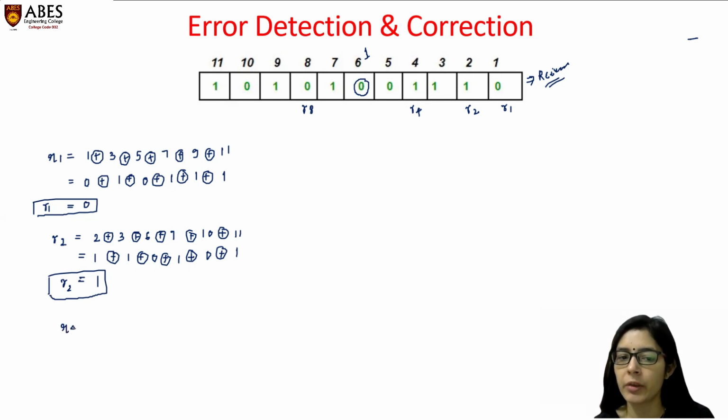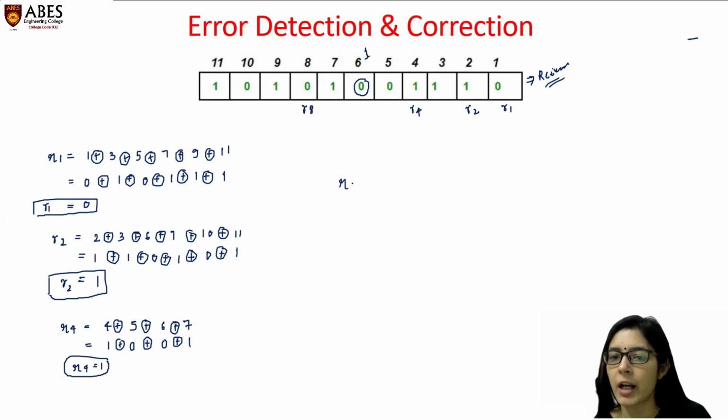So next we will calculate R4. For R4, we will start with 4. We will take 4 bits, 4, 5, 6, 7, and then skip the next 4, 8, 9, 10, 11. So the value at location 4 is 1, at location 5 is 0, at location 6 it is 0, at location 7 it is 1. Here also the number of ones should be even, and the number of ones is already even. It means R4 is also correct, and the R4 value should be 1. So we have also calculated R4.